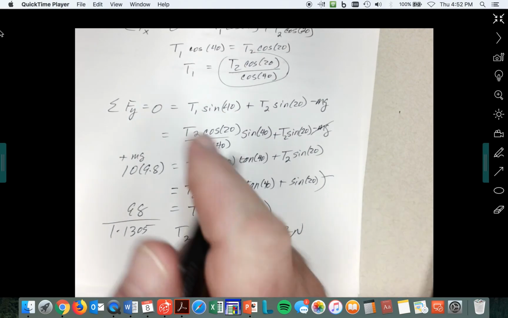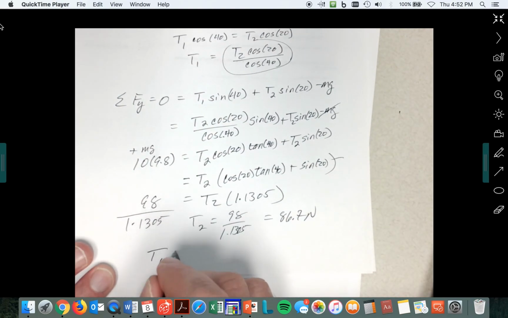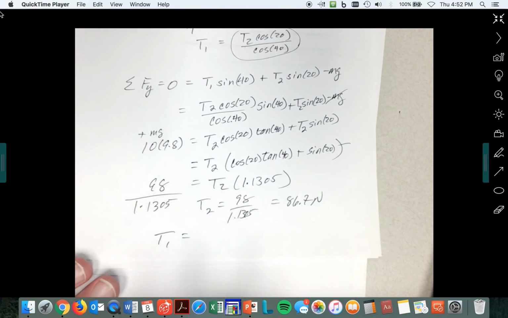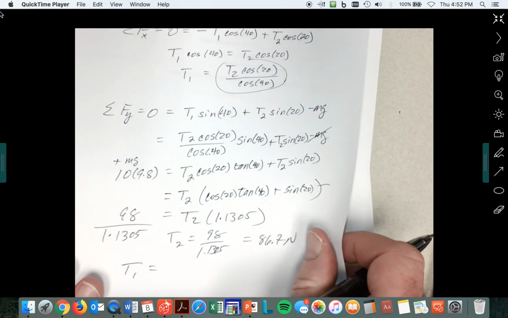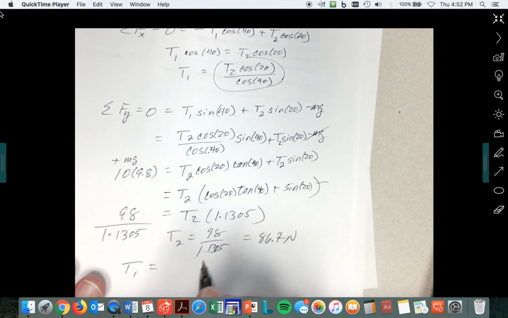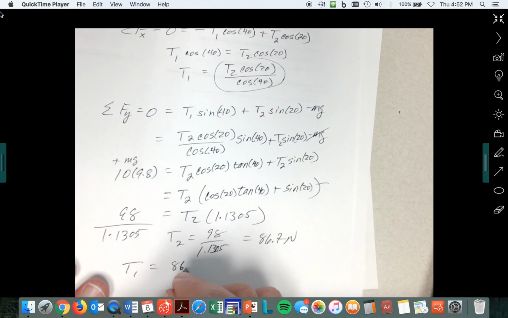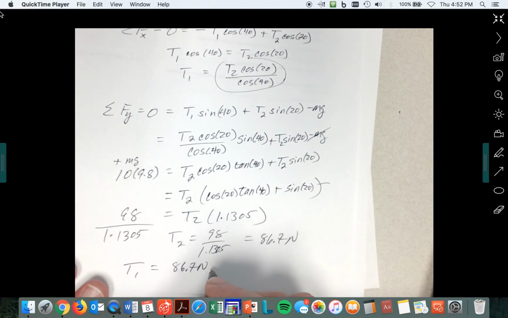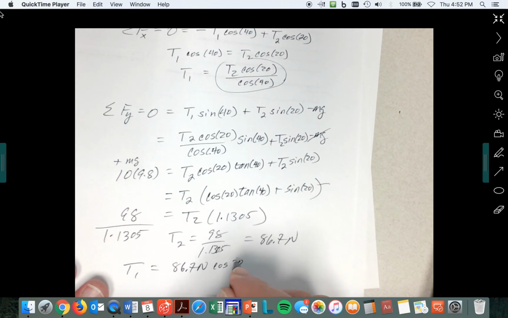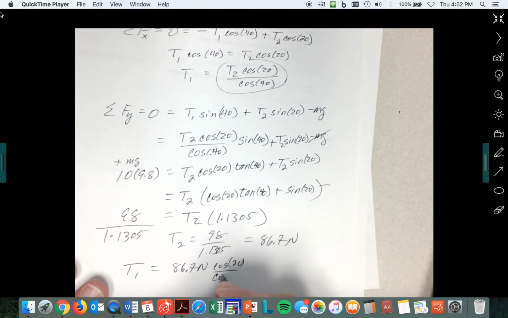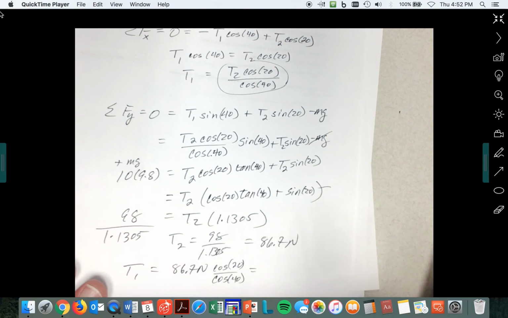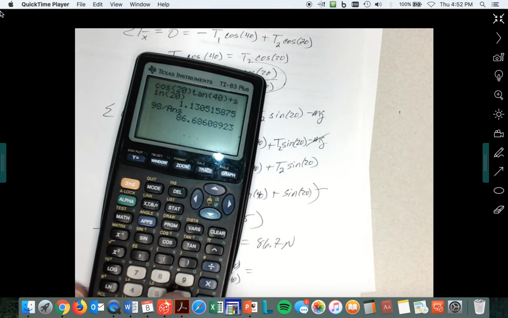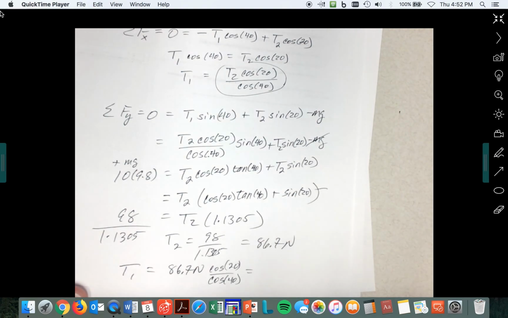All right. Now, I just solve for T1. My phone is blowing up. Solve for T1. Well, T1 is equal to 86.7 newtons times the cosine of 20 divided by the cosine of 40. So here we go. 86.7 cosine of 20 divided by cosine of 40, 106.35.